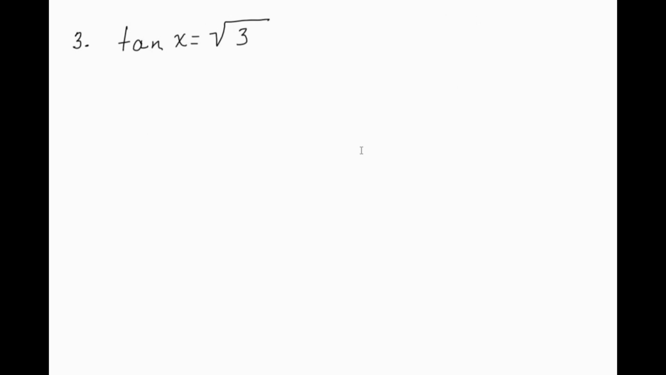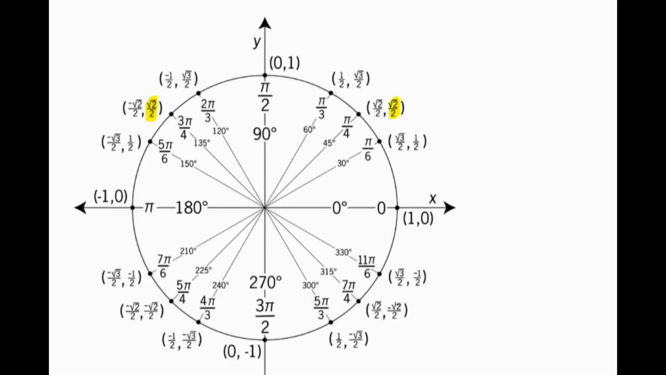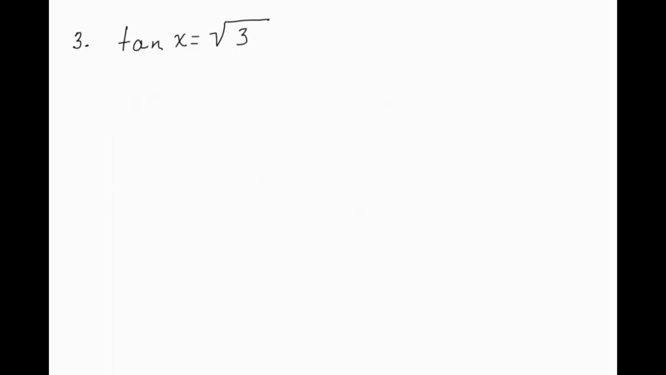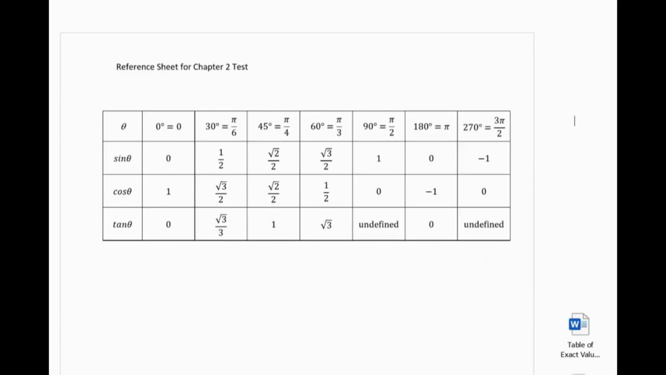Okay, problem number 3. The tangent of x equals square root of 3. Well, my unit circle gives me my x and y values, but it doesn't give me my tangent values outright. So in order to save a little bit of time, I'm going to go to my table of exact values, and I can see that an angle that has a measure of pi over 3, or 60 degrees, is going to have a tangent of square root of 3. That's what I'm looking for, pi over 3.